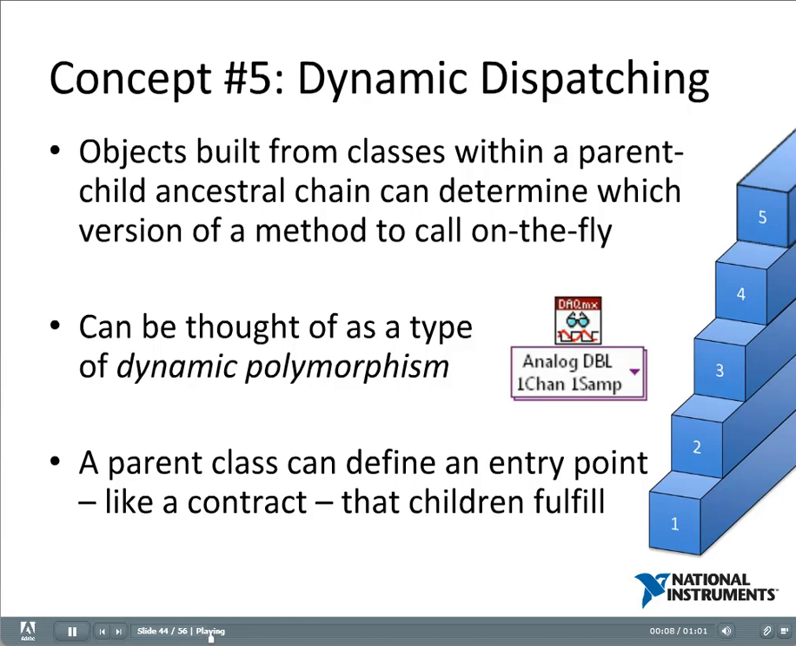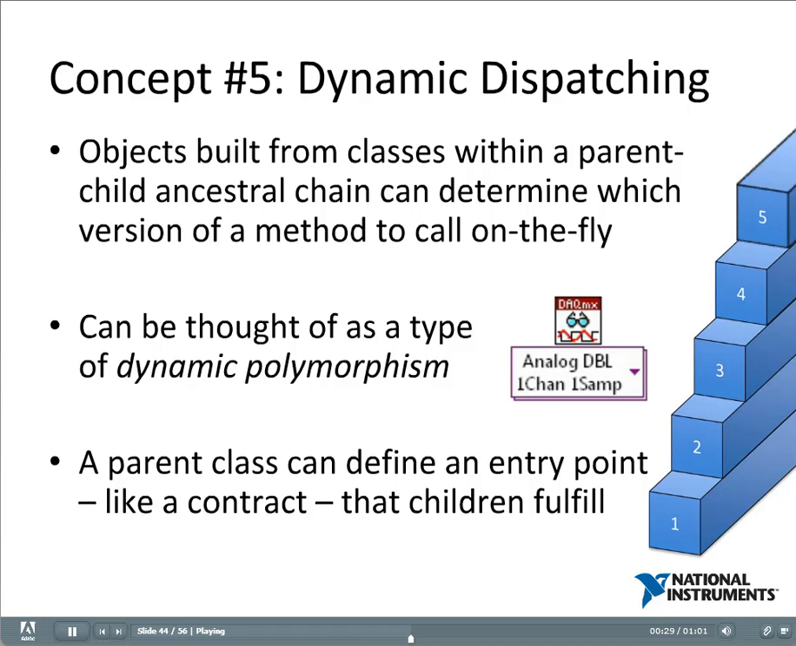Perhaps the most amazing and powerful concept in object-oriented programming, and in fact the fifth of 5 building blocks, is dynamic dispatch, which builds upon the benefits of inheritance. The idea behind dynamic dispatching is that objects that are built from classes in a class hierarchy can actually determine on the fly which version of a method to call, a child version or a parent version. You can think of this as dynamic polymorphism.